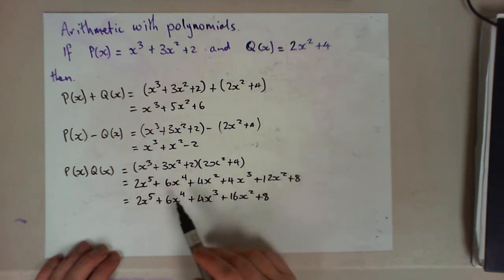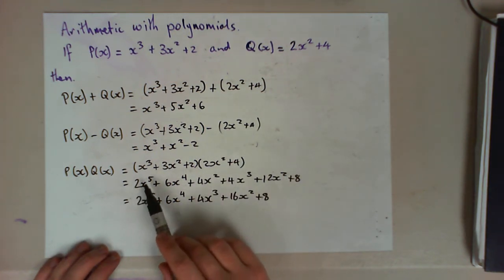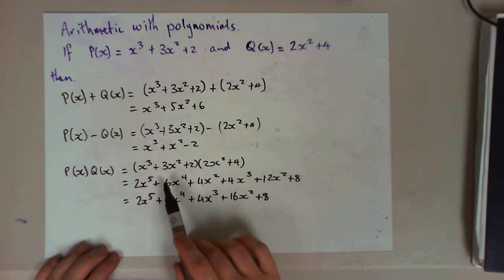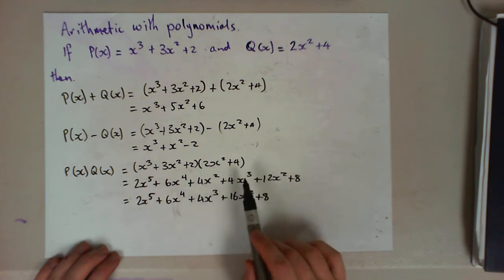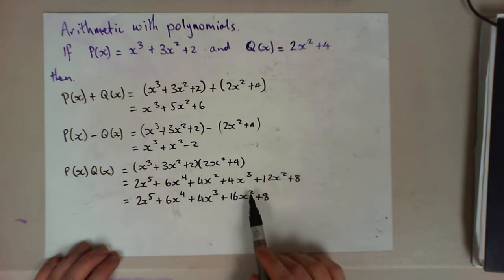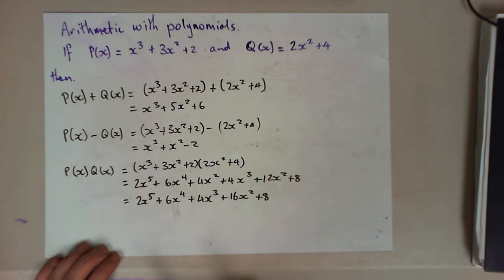Then we can simply collect our like terms. This is only power 5, this is only power 4, this is only power 3, but we have these 2 terms here with x to the power 2. So that gives us our 16x squared plus our 8 at the end.